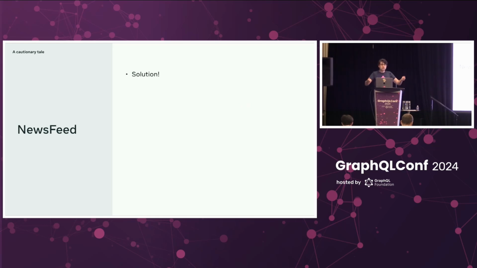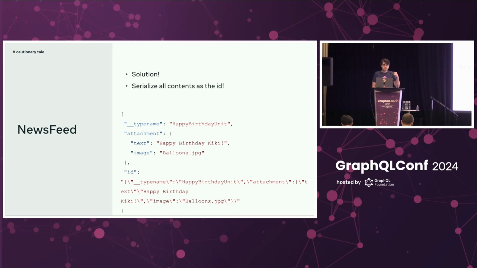So our product engineers, pretty smart, they found a way around this. Nobody recommended this to them. They discovered this solution on their own. What they did, because they needed an ID, they needed to implement Node, they needed to be able to fetch that value based off of the key that was going to be in the store, is serialize all the contents of the feed unit into the ID.